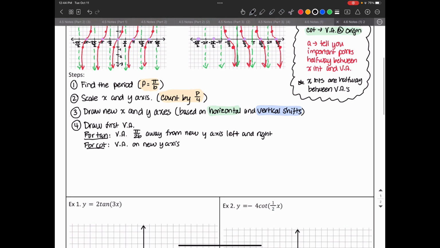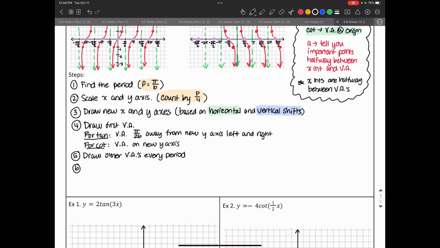All right, after I draw the first vertical asymptotes, I'm going to draw the other vertical asymptotes every period. So I'm going to base it off of what the period is and then count that much away and draw another vertical asymptote. So one every period. Make sure the length between each vertical asymptote is 1 period. And this is how you find the period again.